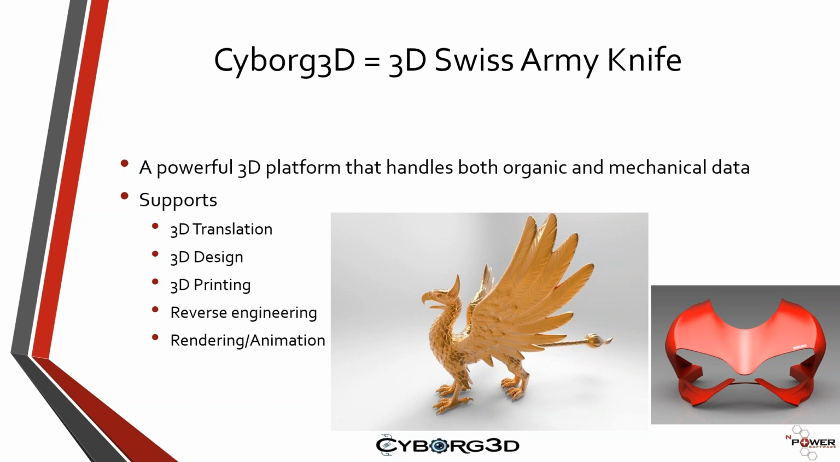And we can consider it kind of a Swiss Army knife of 3D software because it's able to deal with organic models, NURBS models, scan meshes, SubD meshes. It's a powerful platform that integrates both of these types of modeling concepts. So it supports 3D translation, 3D design of both NURBS and SubD, 3D printing, reverse engineering, and rendering and animation.